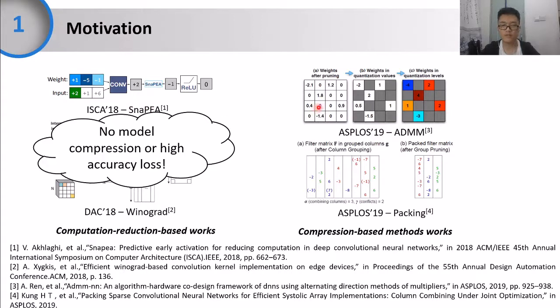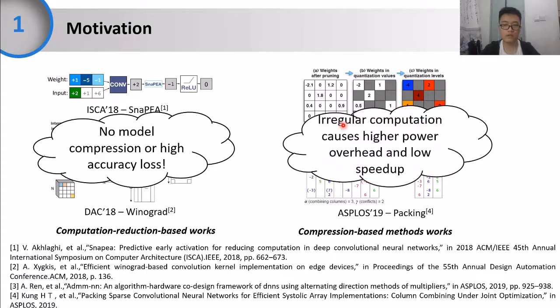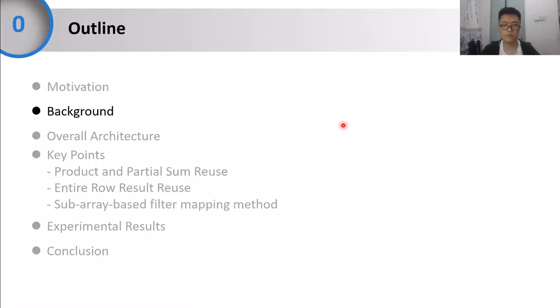On the other hand, many works focus on making use of the sparsity of CNNs. Yes, high parameter reduction ratios have been achieved in these methods. However, irregular computation in the CNNs causes higher power overhead and not that high speedup. These two problems have not been completely addressed, so we considered using transfer filter-based algorithms to address these problems.